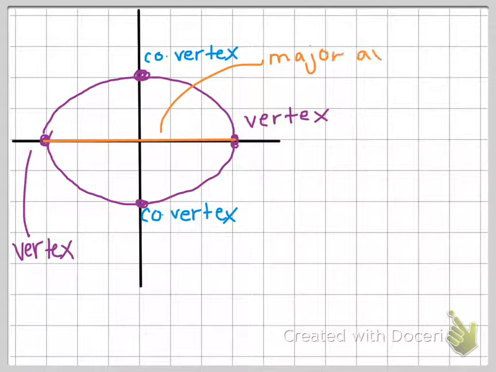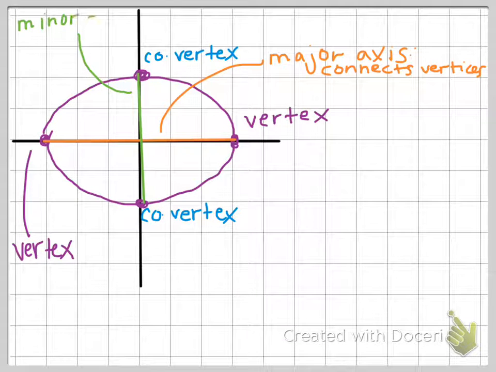That orange line is our major axis, and it connects the two vertices. So that's like our long midline. And then our shorter midline, that's our minor axis. And that connects the covertices. So far we have a vertex, covertex, major axis, and a minor axis. A couple more parts of an ellipse.